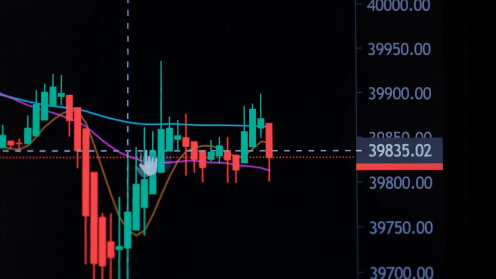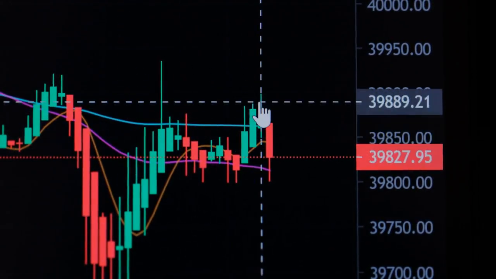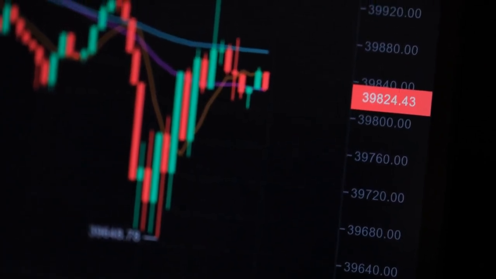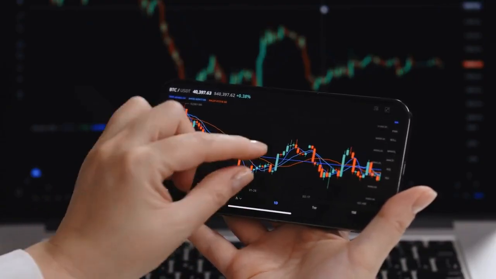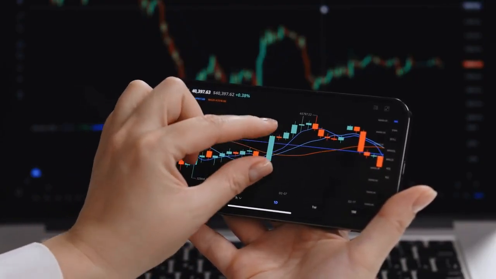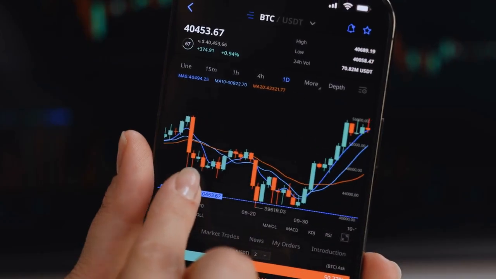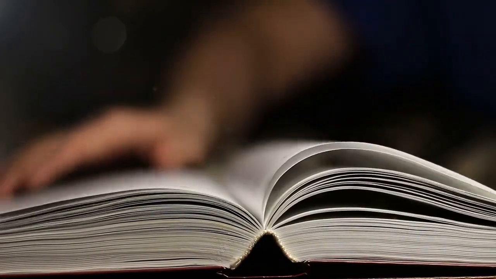Let's put this into action. Here, price is in an uptrend. Higher highs, higher lows, classic. We identify a demand zone where price consolidated before shooting up. We mark it, wait for price to revisit, and boom, here's our entry. Stop loss below the zone. Take profit at the recent highs. And just like that, we have a textbook winning trade.